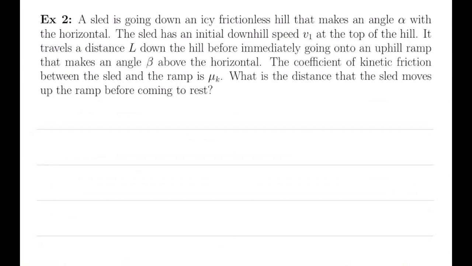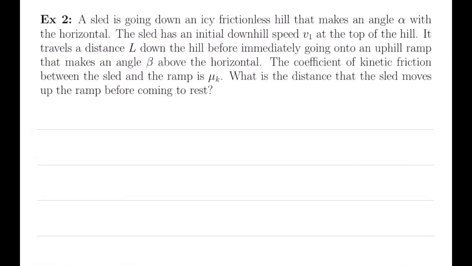Example 2. A sled is going down an icy frictionless hill that makes an angle alpha with the horizontal. The sled has an initial downhill speed v1 at the top of the hill. It travels a distance L down the hill before immediately going on to an uphill ramp that makes an angle beta above the horizontal. The coefficient of kinetic friction between the sled and the ramp is mu k. What is the distance that the sled moves up the ramp before coming to rest?